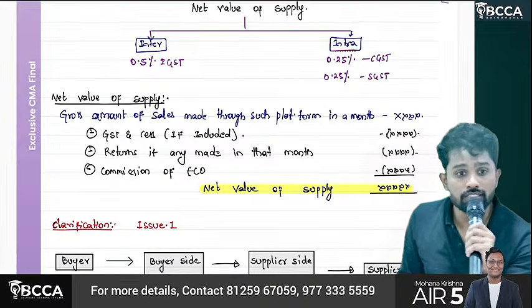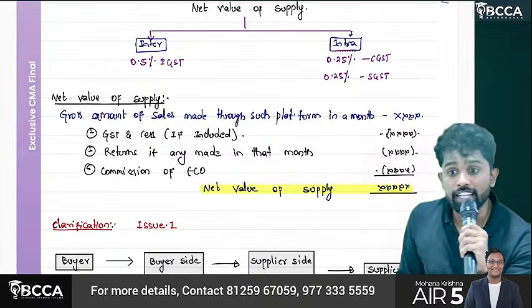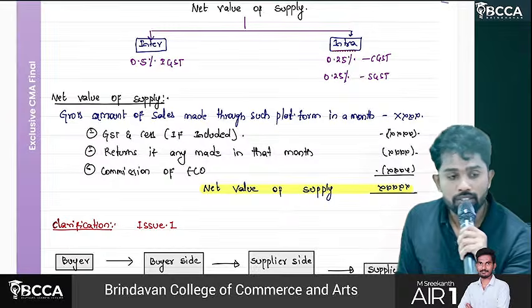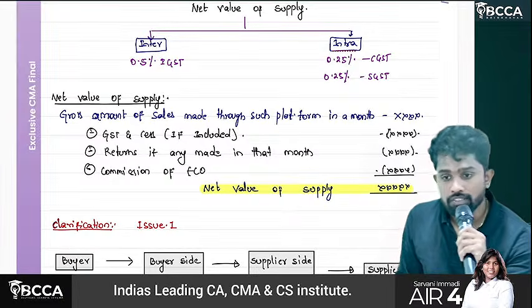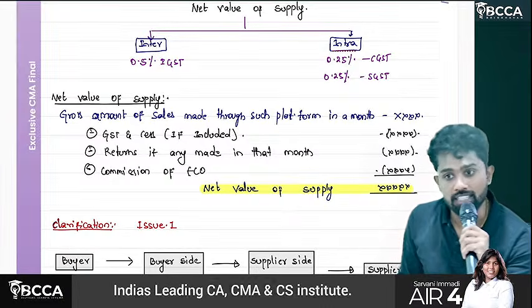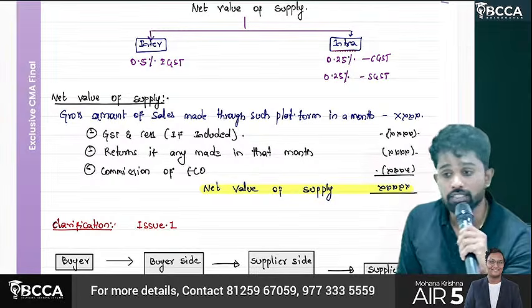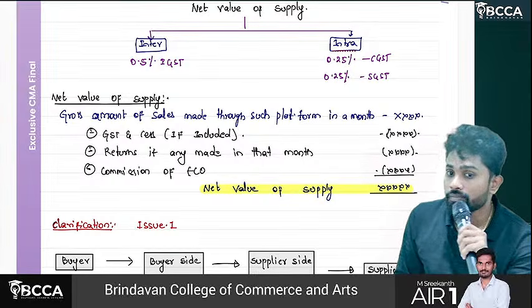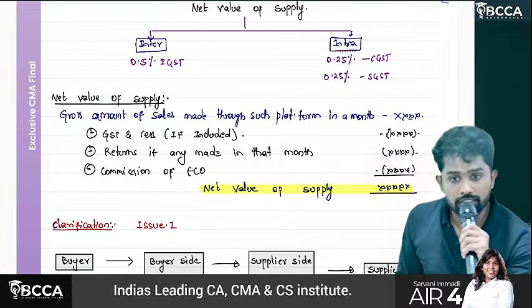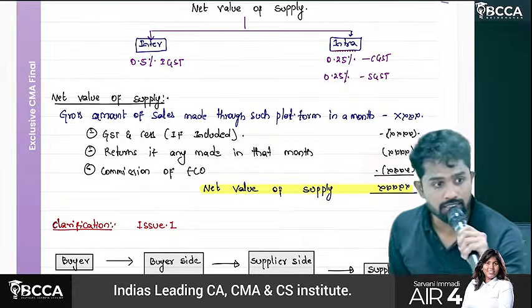What is the rate of TCS? 0.5% IGST. CGST, SGST, 0.25, 0.25. Sir, when intrastate, CGST and SGST; interstate, IGST. What are the TDS rates? 2% IGST, 1% CGST and 1% SGST.